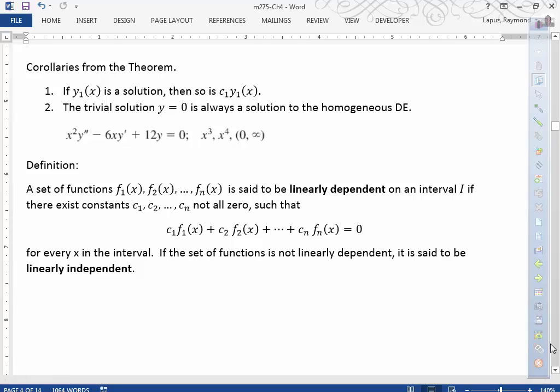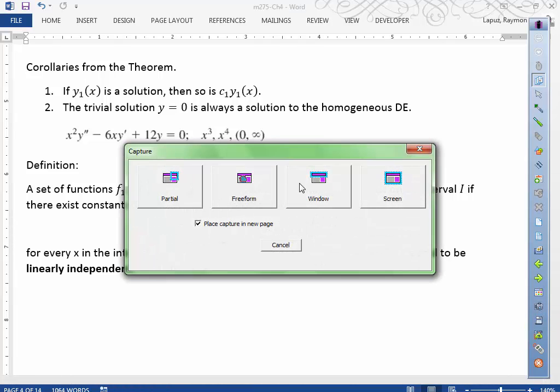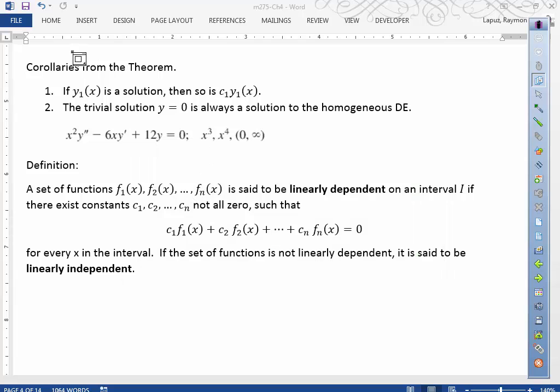Okay. So, where are we? You know what a corollary is? What's a corollary?